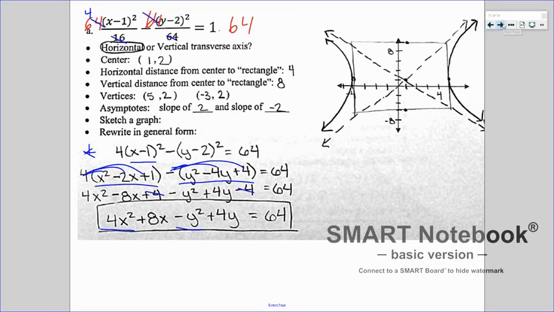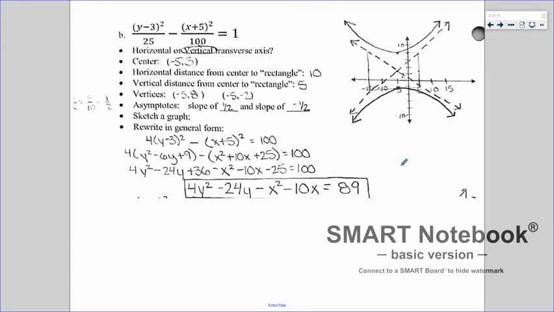Let's look at the next one. All right, y minus 3 squared over 25 minus x plus 5 squared over 100 equals 1. Center, remember, for the x parts, we're looking at the x part of the equation. So we're at negative 5, positive 3. Oh, it is a vertical transverse axis opening up and down because it's y squared minus the x squared part.